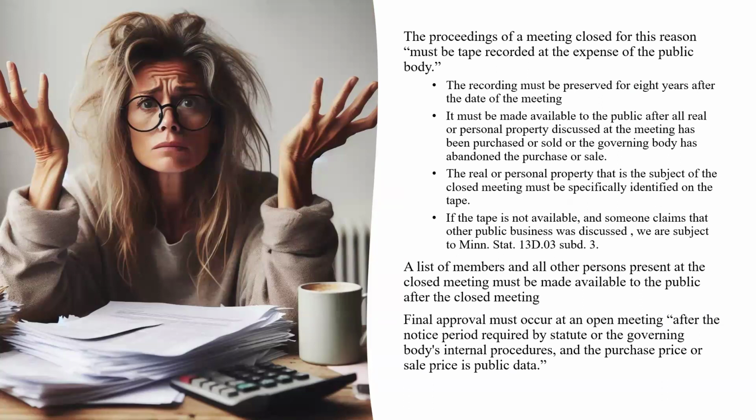So this one recording, this is an example of where you get a special retention rule. The recording must be preserved for 8 years after the date of the meeting. It must be made available to the public once all the property discussed at the meeting has either been purchased, sold, or if you've given up on the transaction. That is, you made the offer, they didn't take it, you're done with this process. So you can keep it private up until the transaction is more or less concluded. You have to identify it specifically on the tape, so not just on the record, but also audibly on the tape.